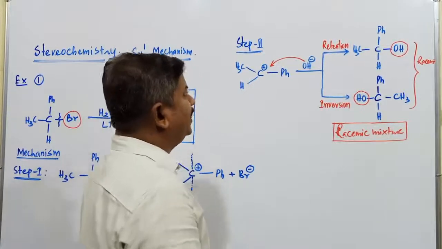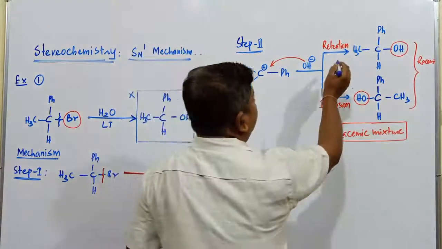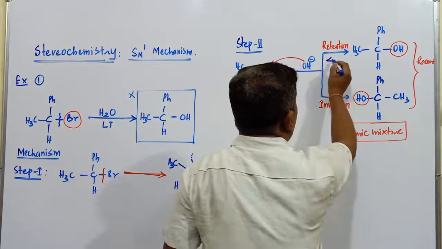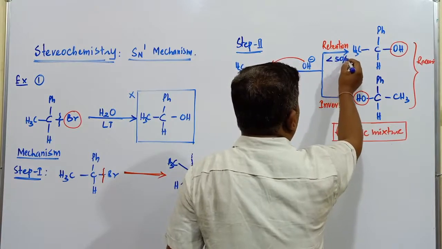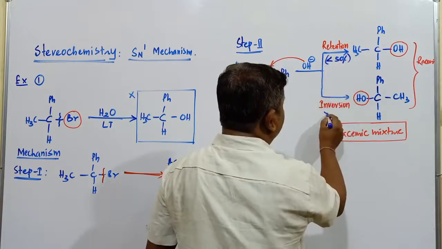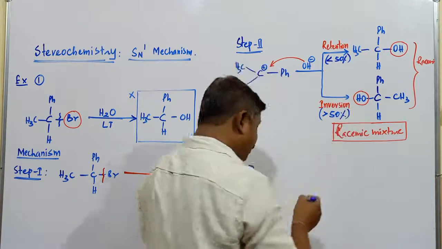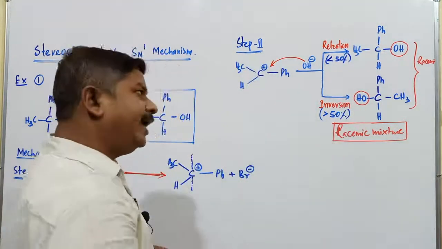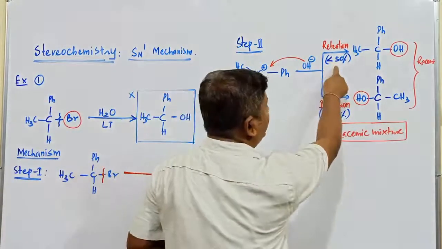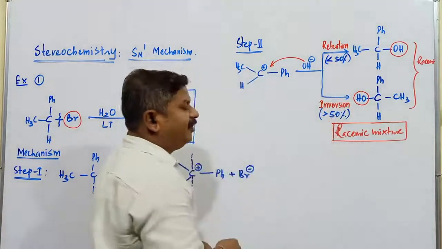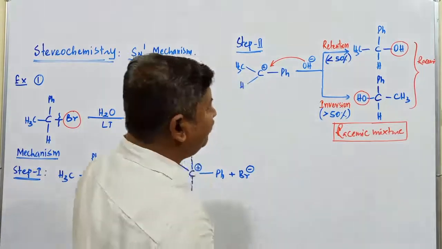Usually what happens, the product formed by retention of configuration is less than 50%, and usually inversion of configuration is more than 50%. Why does it happen? Why is retention less than 50% and why is inversion of configuration greater than 50%?